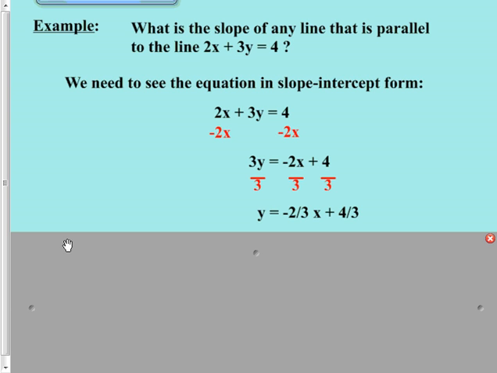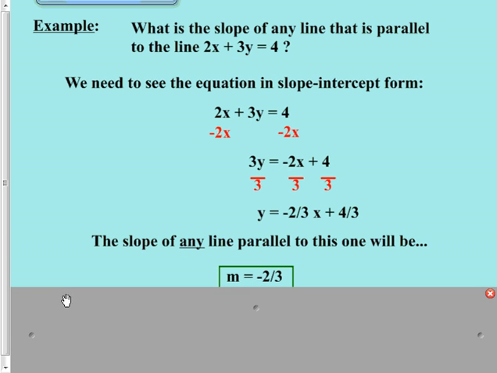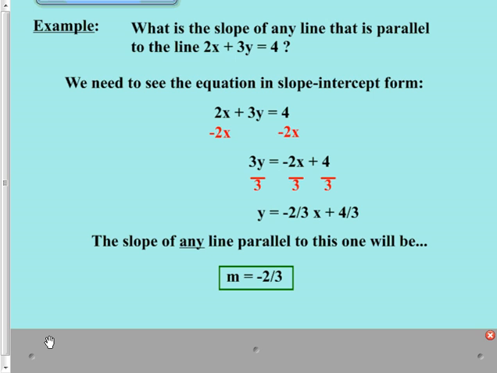Okay, now back to the question: what is the slope of any line that is parallel to this line? Well, now we can read the slope right out of the equation of the line. What is it? y equals mx plus b. Slope is the coefficient in front of x, so our slope is going to be negative 2/3. Any line that wants to be parallel to this line has to have a slope of negative 2/3.